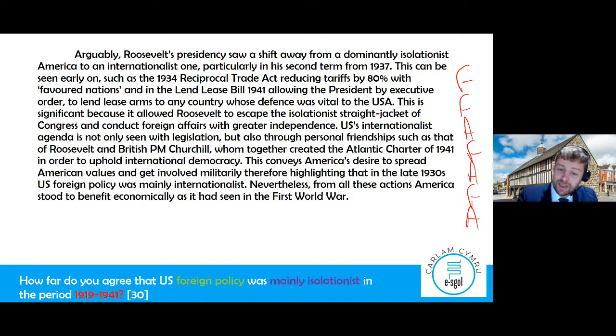So that paragraph is "against". It's against the idea it's mainly isolationist, because instead it says it was mainly internationalist. So you've got that debate structure I was talking about.